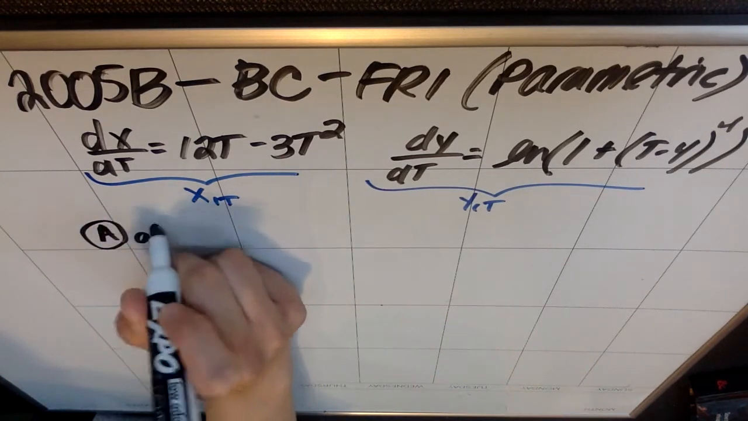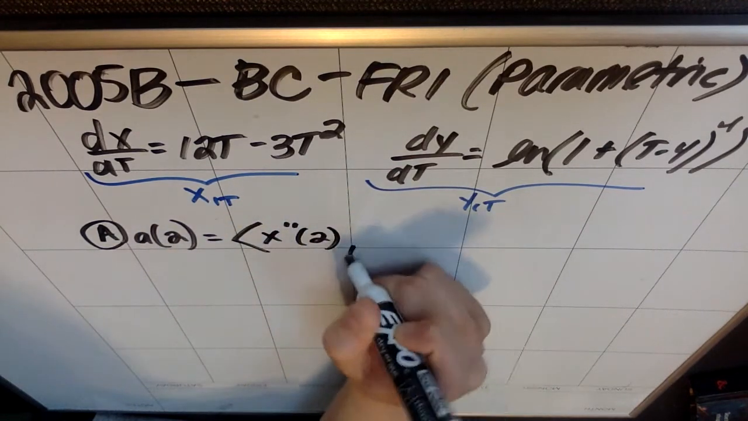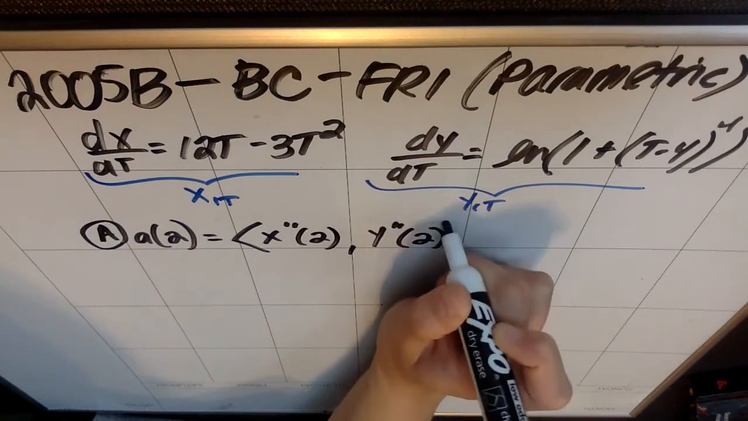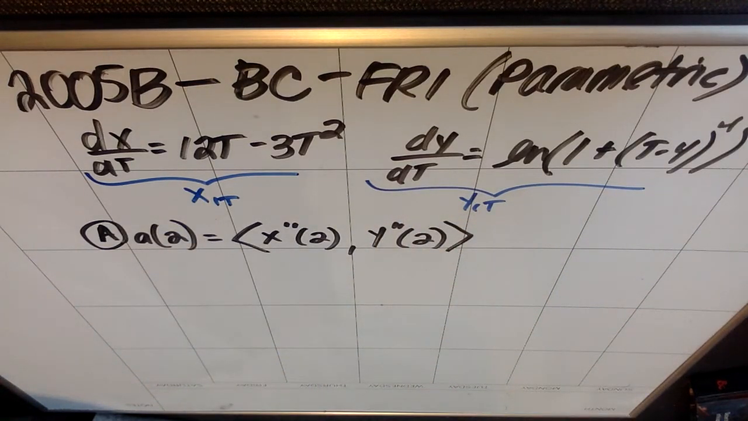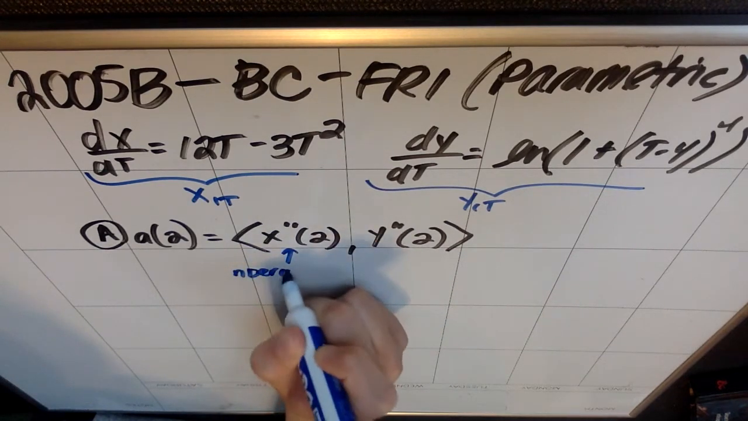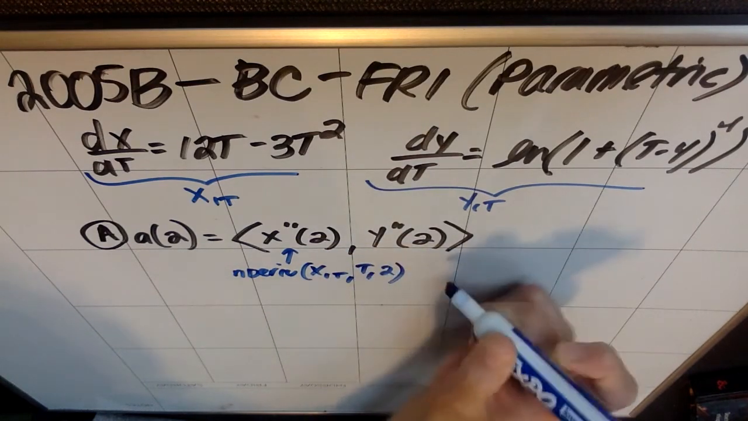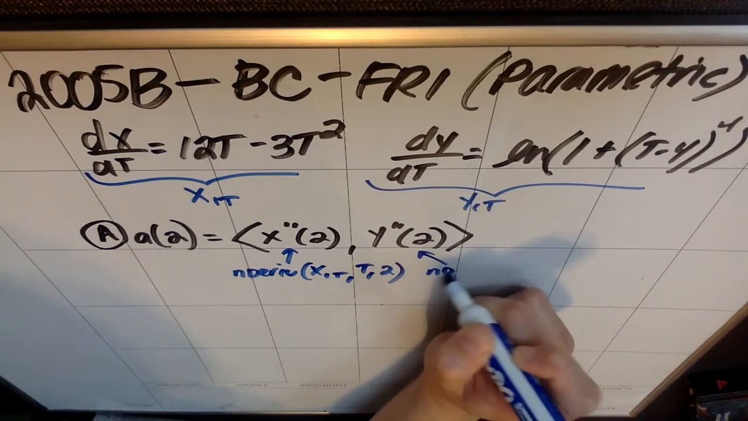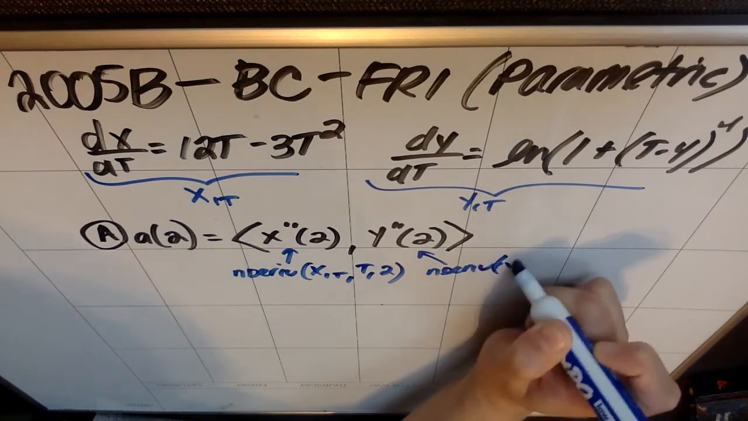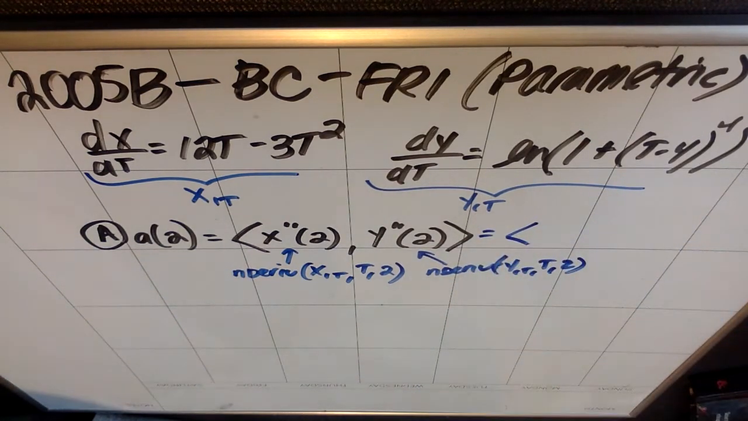So for part A, acceleration at 2 should be x double prime of 2, comma, y double prime of 2, right? Which I can find using my calculator because I've already typed some stuff in. So I'm going to find this by doing nDeriv, which is math 8, of x1t with respect to t at 2, and then I'm going to do the same thing with nDeriv of my y1t with respect to t at 2, and I'm going to get an answer for both of those that is a nice happy decimal. You don't have to do it this way, but it's definitely the easiest option.